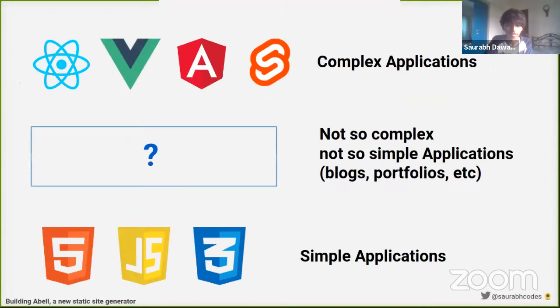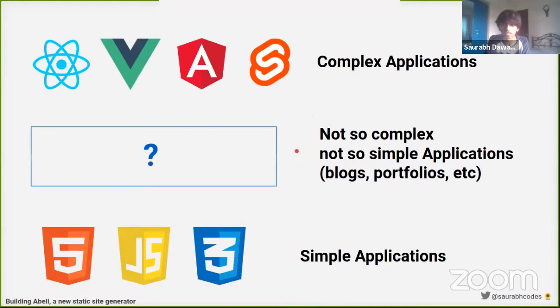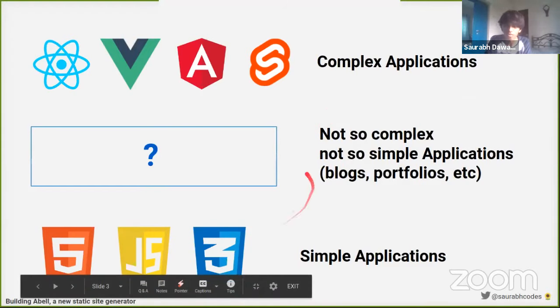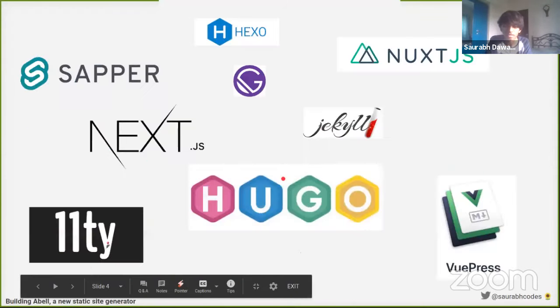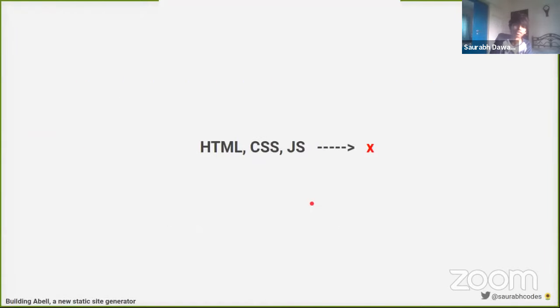But if we are going from simple applications to not so complex to complex, then the learning process should be gradual as well. Currently it is HTML, CSS, JavaScript, then React, and coming back to Gatsby. Instead of this, we need something like this: HTML, CSS, JavaScript, and then you can just jump onto creating your blog and portfolios. We don't have any particular tool for this.